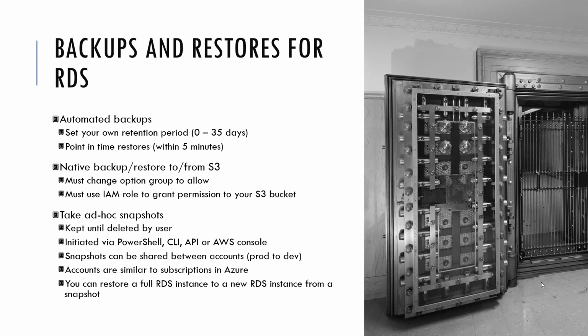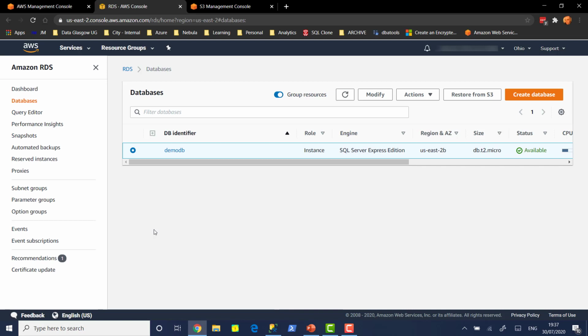On top of the backups, automated and native, there are also snapshots. They are kept until they're deleted by the user. They are initiated by the user, and you can use PowerShell, the CLI, API, or even the AWS console. Snapshots can be shared between accounts. And if you come from an Azure background and you know what subscriptions are, then accounts are just similar to subscriptions. You can restore a full RDS instance to a new instance from a snapshot.